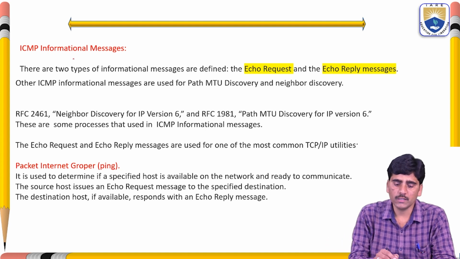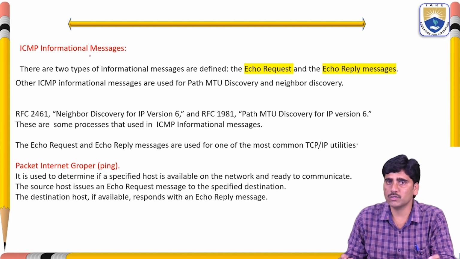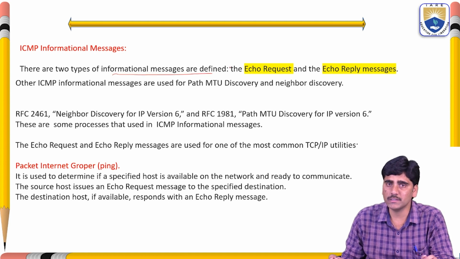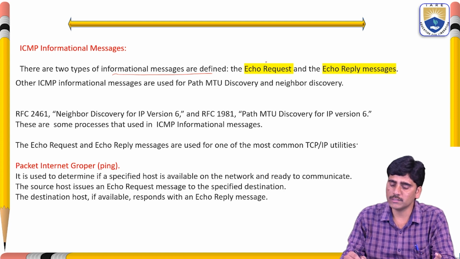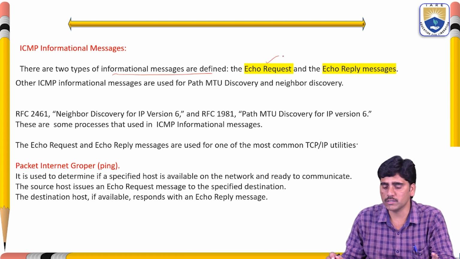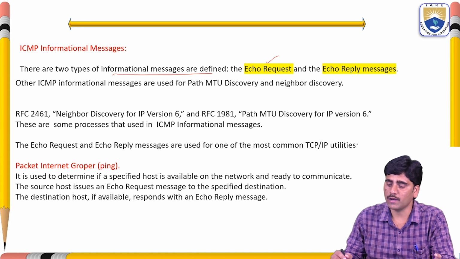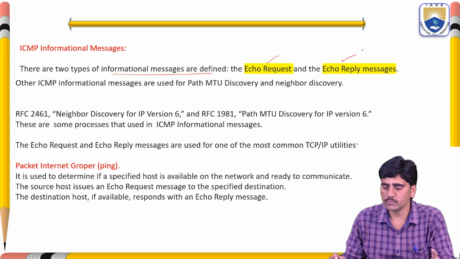ICMP informational messages. There are two types of informational messages defined. The informational messages, as the name itself says, are informing the system, the network, or the data. With the help of two types of informational messages: one is the echo request message, and the other one is the echo reply message.